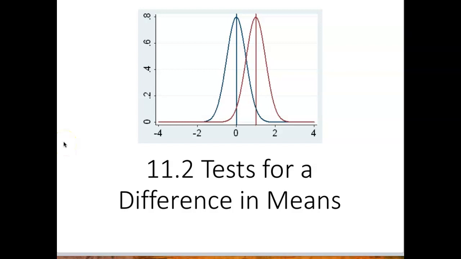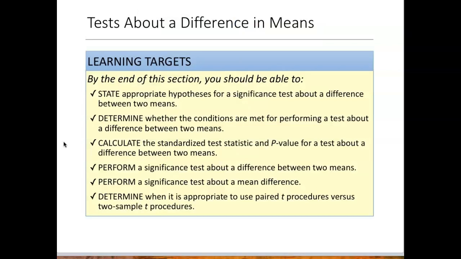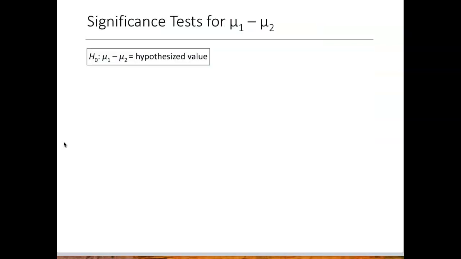So now we're going to be looking for basically evidence whether there is a difference in two means from two different samples. And since we're doing a significance test, we're going to have a null hypothesis and an alternative hypothesis.